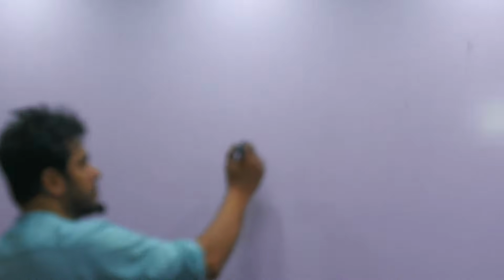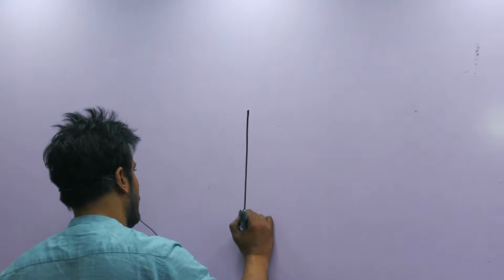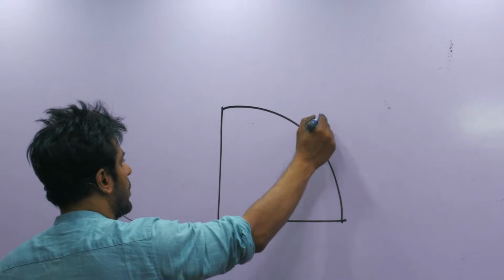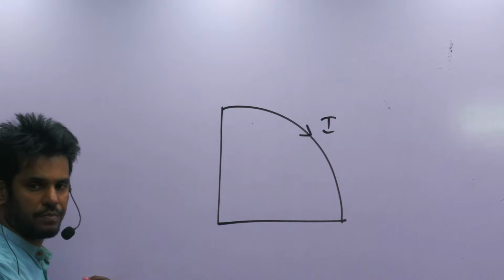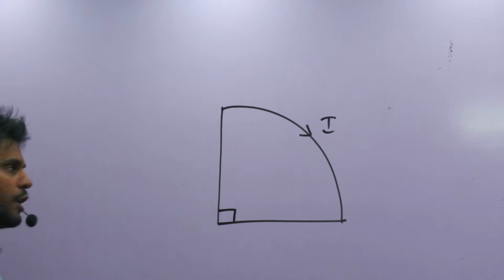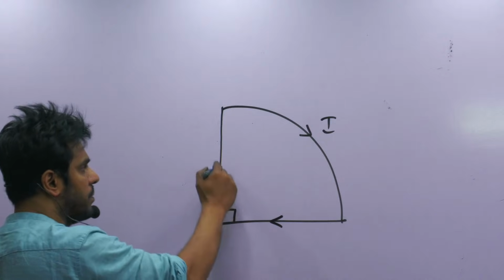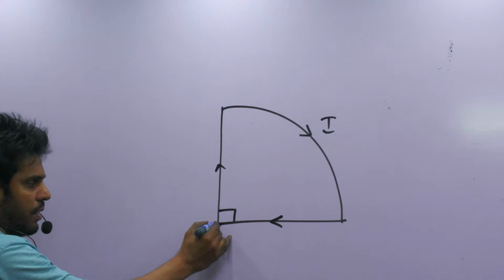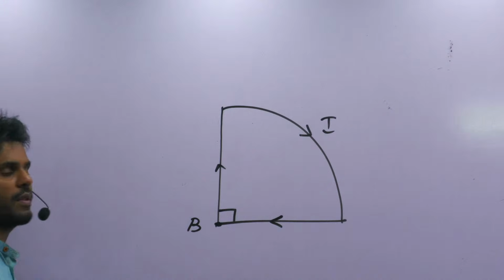Right. Buddha, listen to me. Now this is the very first application. Buddha, this is I, and this is a right angle. Now this is the given current-carrying loop. Now here we are going to find the magnetic field at the center. Right.